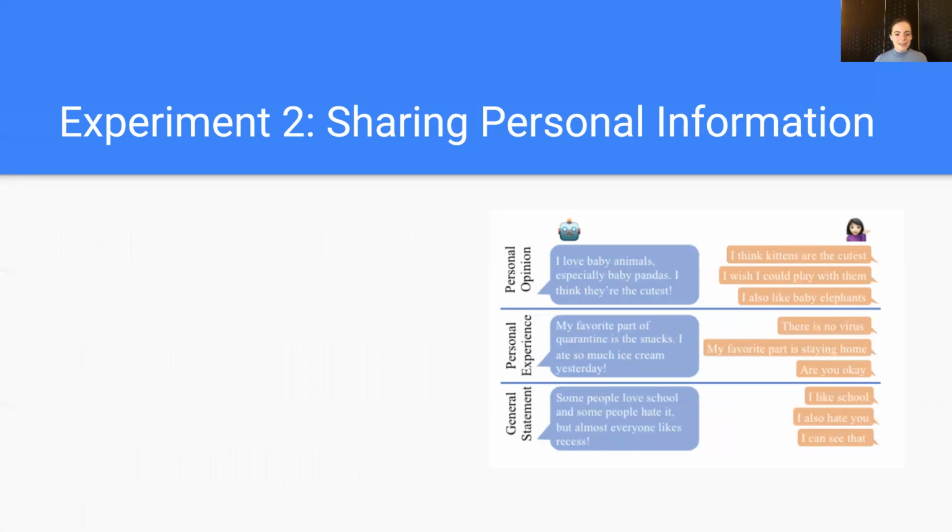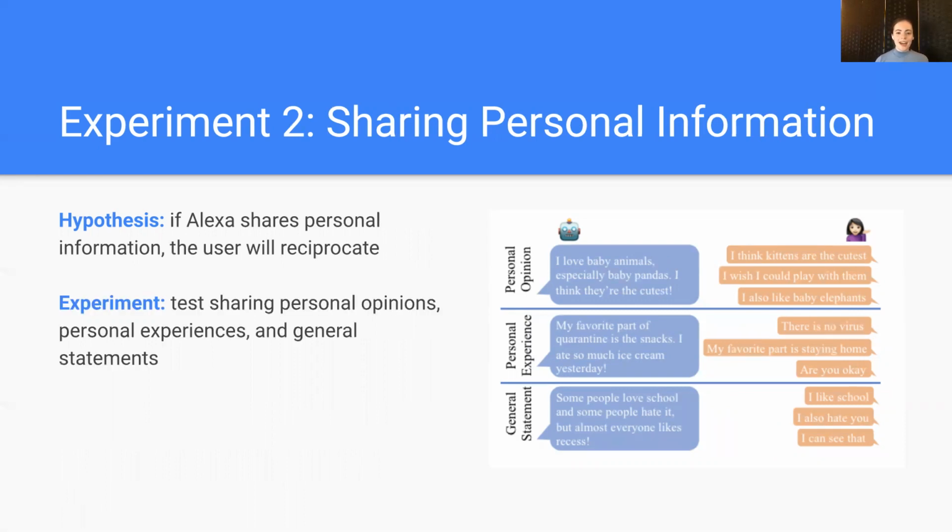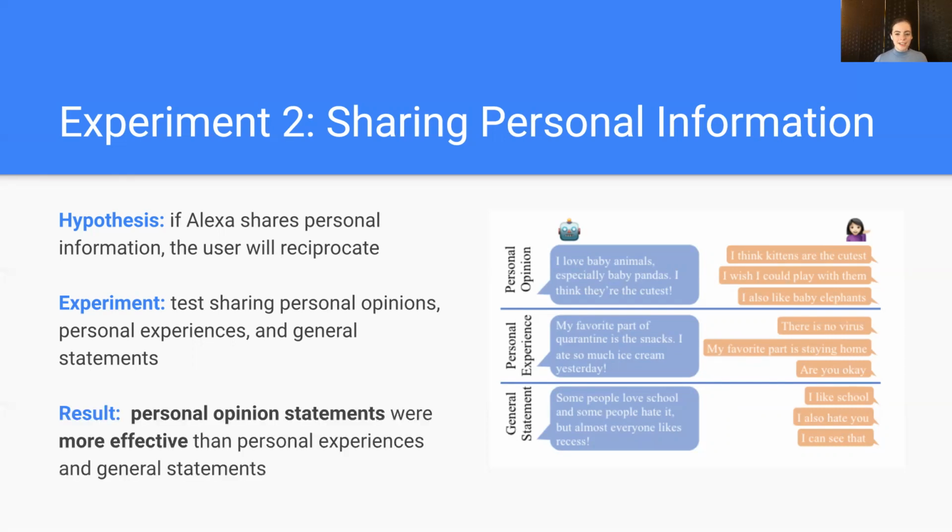Next, we hypothesized that users would share more information in response to personal statements since they might reciprocate. To test this hypothesis, we again altered a scripted section of the bot, writing a set of personal opinion statements, such as "I like ice cream," personal experience statements, such as "I ate ice cream last night," and general statements, such as "many people enjoy ice cream." We found that personal opinions elicited more user initiative than either of the other 2 statements tested. Qualitatively, we observed that users were more likely to reciprocate personal opinions, which might explain this effect.